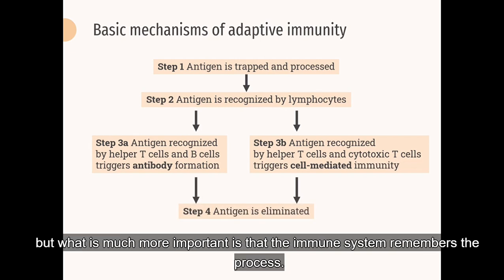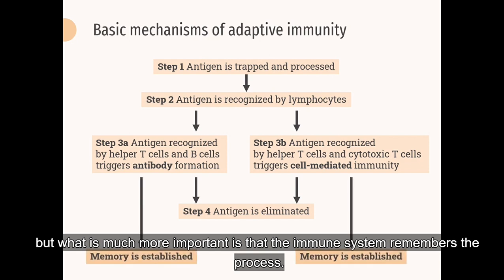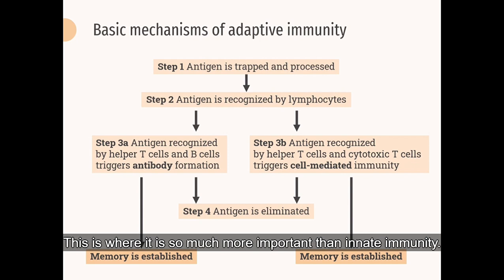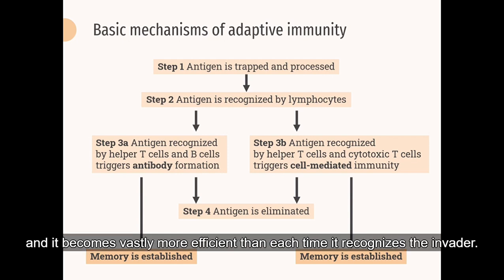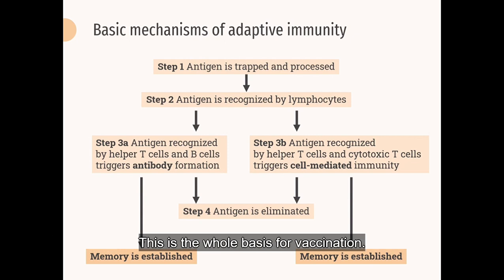But what is much more important is that the immune system remembers the process. This is where it is so much more important than innate immunity. The adaptive immune system remembers exposure to an invader, it modifies its behavior accordingly, and it becomes vastly, vastly more efficient each time it recognizes the invader. This is the whole basis for vaccination.